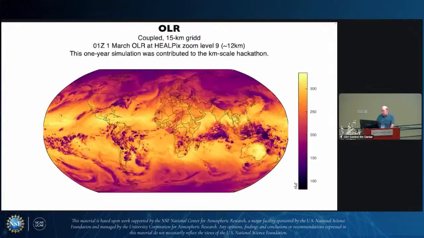So here's a snapshot of OLR. This figure was produced using HEALPix. This was done for the kilometer scale hackathon that happened a couple of weeks ago. Don Dazlich did this figure. So the HEALPix zoom level is 9, which corresponds to roughly 12 kilometers, a little bit finer than the actual simulation. And you can obviously see quite a bit of detail here.